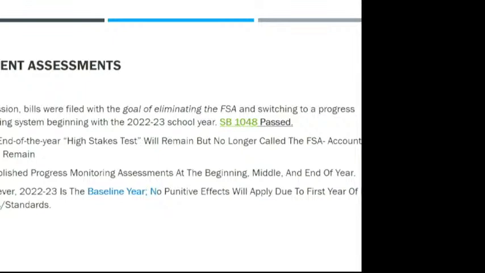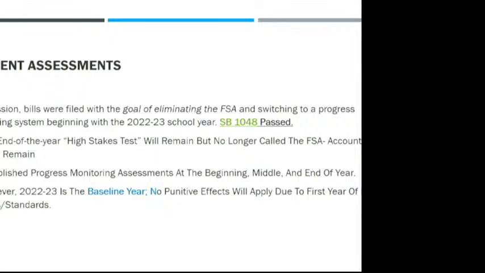The end of the year high stakes tests will remain in all of the grade levels they currently are in. They will no longer be called the Florida State Assessment, the FSA. They will be called something else, not named in statute. In the governor's plan, he calls it the FAST system, the Florida Assessment of Student Thinking, but we don't know yet if that's what the test is going to be called.